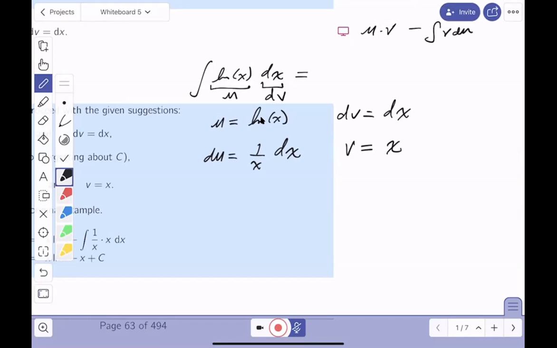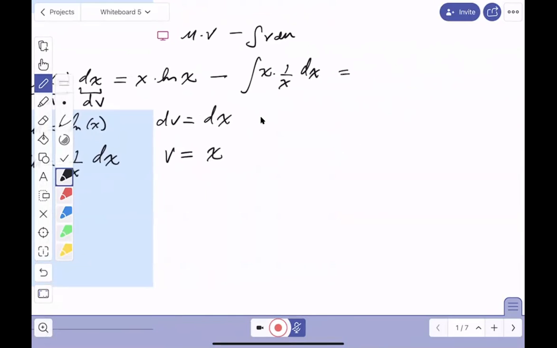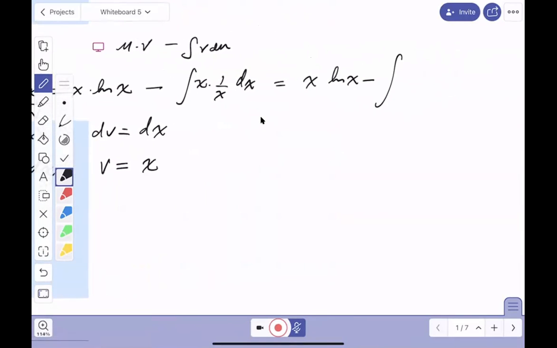Let's see if we can do that. What's uv? X ln x. All right, I got that down. Minus what goes here? What's the v? It's x. Times what's the du? It's 1 over x dx. I get to keep moving forward. What does this give me? X ln x minus an integration, provided x isn't 0. What do you get? 1 dx.